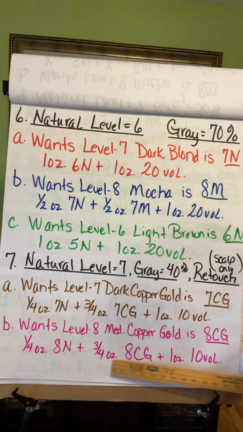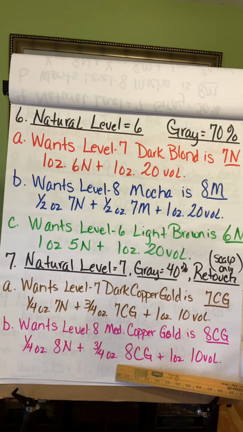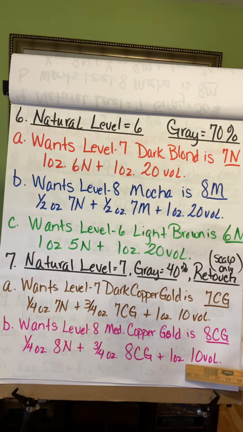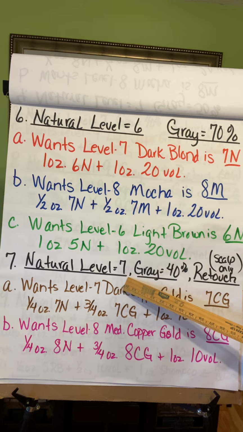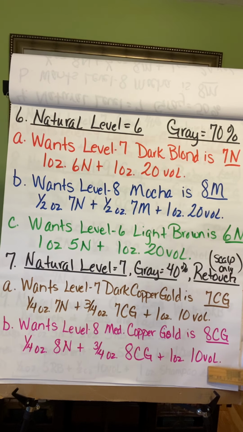This is her target shade. So you got to add 1/4 of an ounce of the natural, 3/4 of an ounce of the target shade, and then plus 10 volume developer, because she's a level 7 and you want to take her to a level 8. So you only need to lift her 1 level. So if they want to stay in the same level that they're in, you're going to use 10 volume for deposit only. If they want to move up 1 level from a 7 to an 8, you're going to use 10 volume developer.